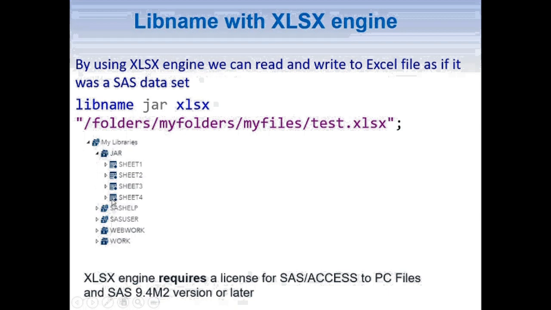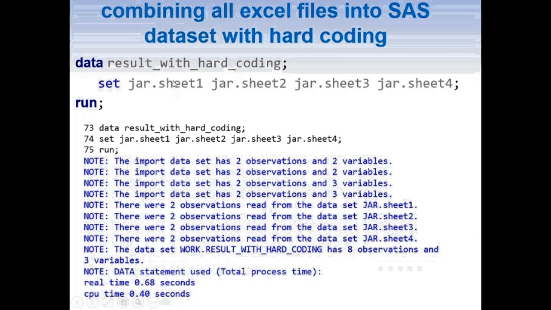Now we can easily combine all these sheets into a single dataset by simply using a set statement. Now let us look into the set statement. By using the set statement, we can combine many datasets into one single dataset. Here we are accessing all the Excel sheets with the help of the libref. Here I have mentioned jar.sheet1, jar.sheet2, jar.sheet3 and jar.sheet4. In this way, I am accessing all of these Excel sheets and then finally combining them into one work dataset.